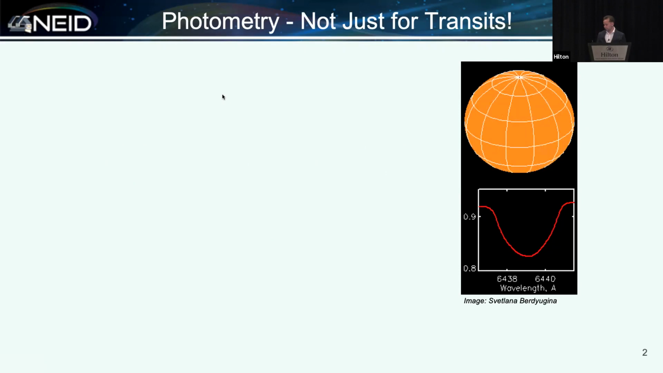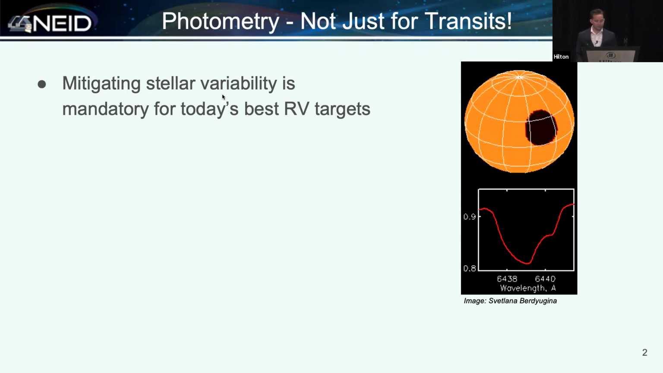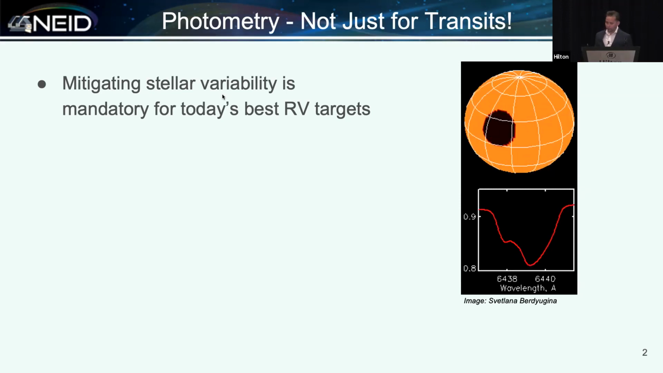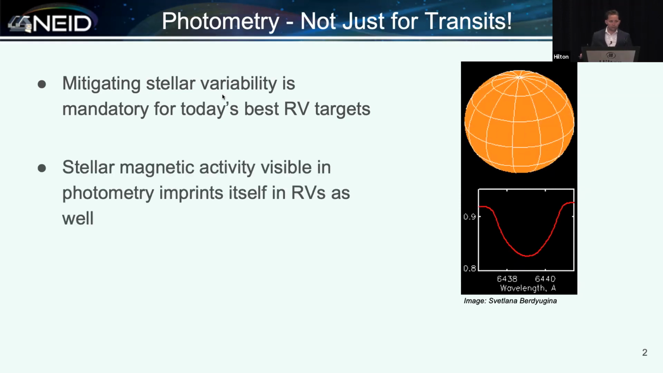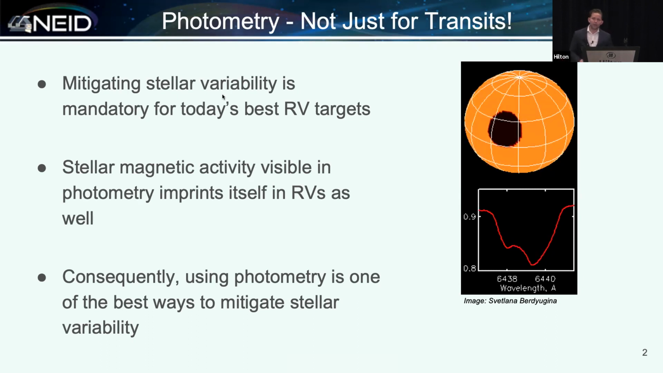Now, I'm gonna do this one really quick because we've talked about this problem a lot, and that's the fact that mitigating stellar variability is really important for the future of EPRV science. Fortunately, we can learn a lot about RV variability from photometry specifically. It's not just for transits. In particular, you see a lot of the frequencies and rotational signals in photometry that then imprint themselves in RVs as well. They're not exactly the same, but you see a lot of patterns there.